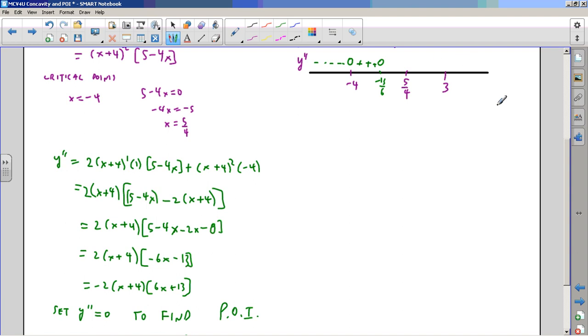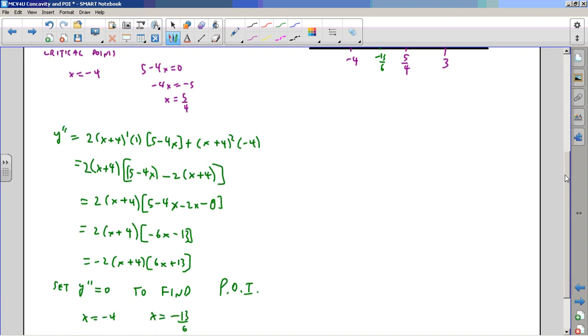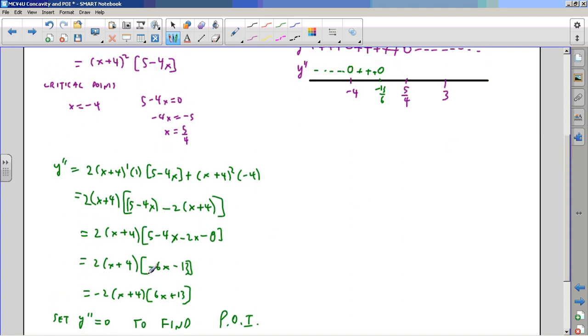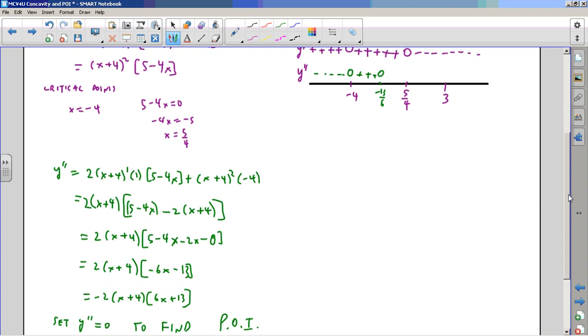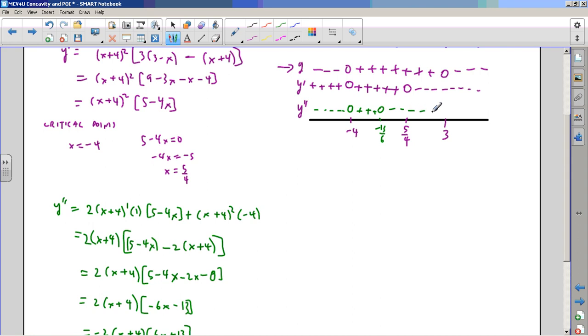Oh, we've got to fill in the rest here. So for any other value, including 0, my favorite, negative times a positive is going to be negative. And there's another point of inflection. So I have a point of inflection at x equals -4, since the concavity changes sign, and x equals -13/6.